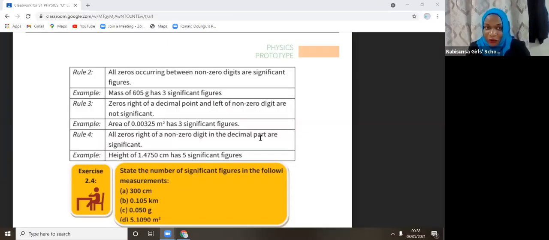So we are now on rule 3. Rule 3 is saying that zeros at the right of a decimal point and at the left of non-zero digits are not significant. Okay? Zeros at the right of a decimal point and at the left of a non-zero digit. Where's the other one? The picture I shared with you, not the book.